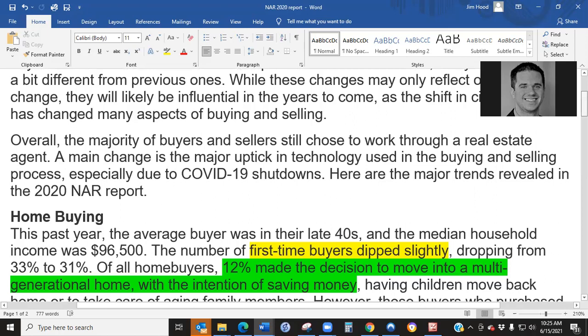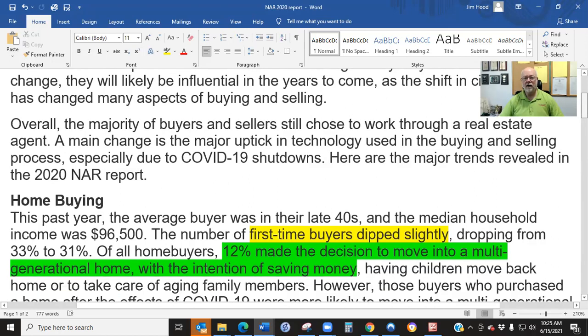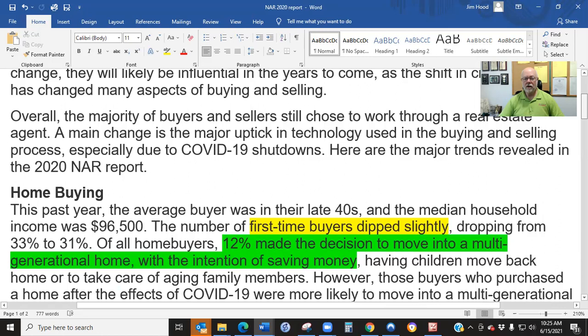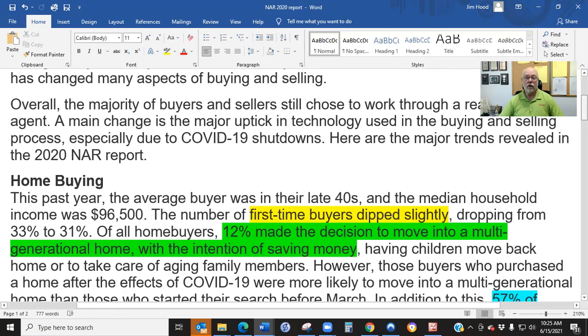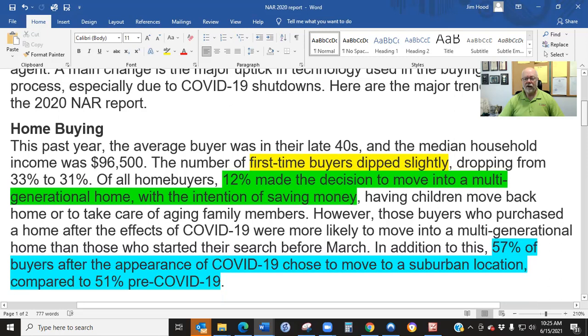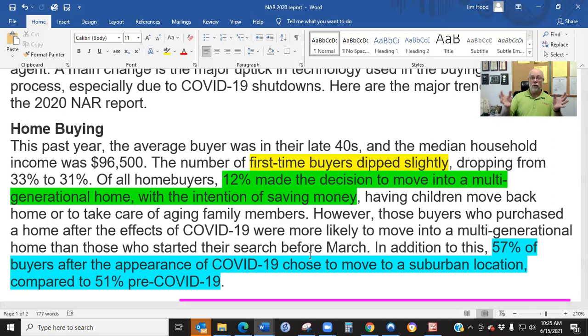So, it's interesting to see this growing as a trend in the U.S. Whether it's aging family members or children that are moving back, multi-generational homes are on the increase. 57% of buyers after the appearance of COVID-19 chose to move to a suburban location, compared with 51% pre-COVID. And this is something we've talked about before, with workplaces allowing virtual offices and employees to work from home. This is going to be a continuing trend.